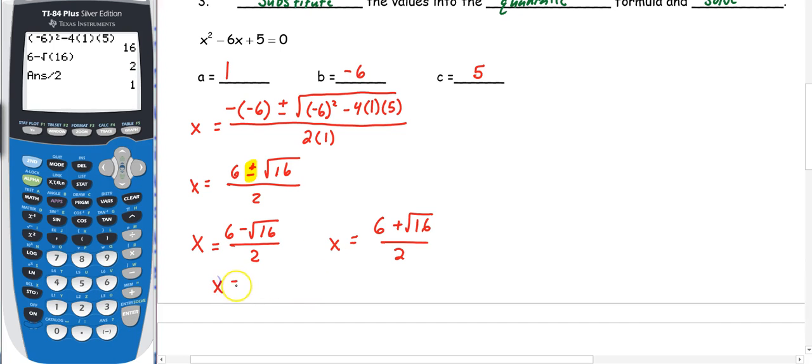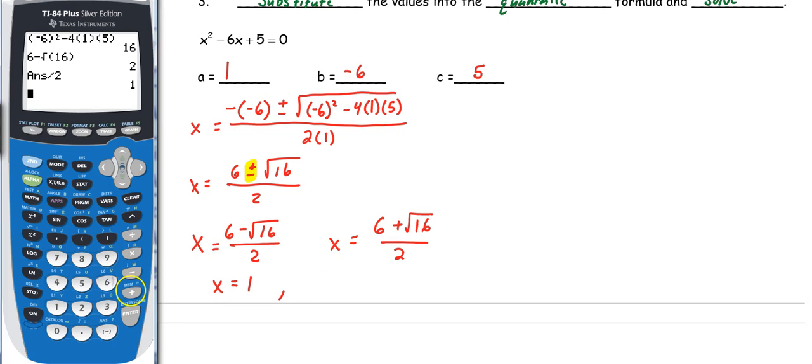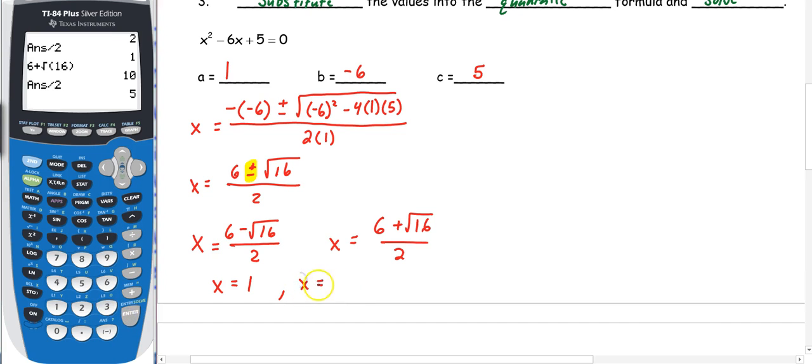So we get x equals 1. And when we do our second equation, 6 plus the square root of 16, and then divided by 2, we get that x equals 5. So notice, because there was a positive number underneath the square root, you're going to get two different x values because you are adding and subtracting that number to that 6.